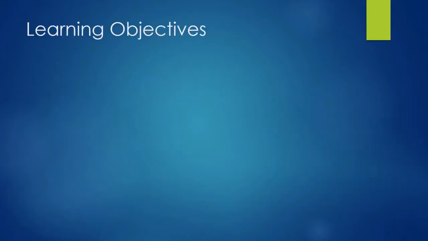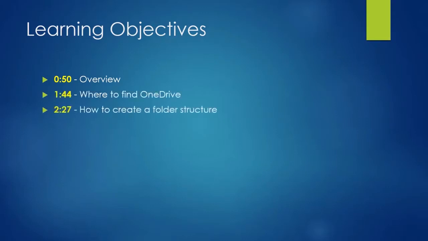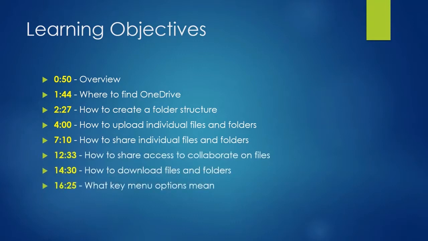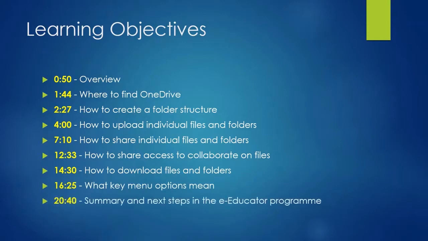So we're going to begin this learning object by looking at the content and the learning objectives that we're going to cover. First of all, I'm going to give you an overview of what OneDrive is. We're going to look at where to find it. We're going to look at how to create a folder structure within it. We'll look at how to upload individual files, how to share them, and how to collaborate with them. Then we're going to look at how to download files and folders. We're going to look at the key menu options and what they mean. And then we're going to finish off with a summary and the next steps in the e-Educator program.